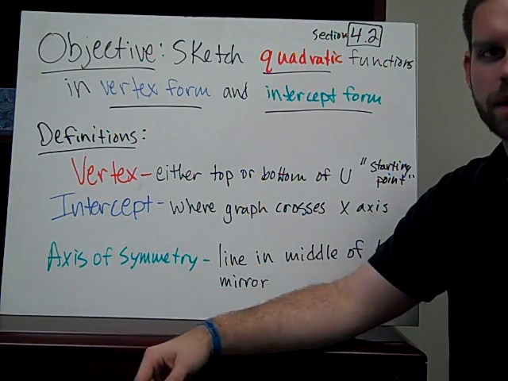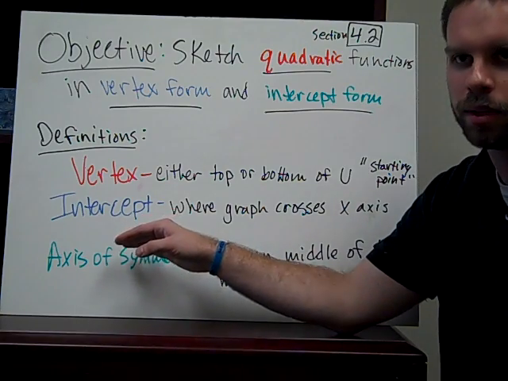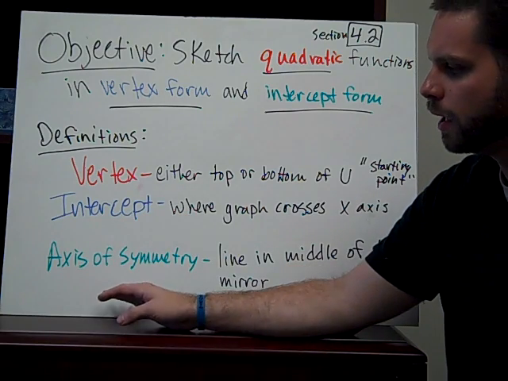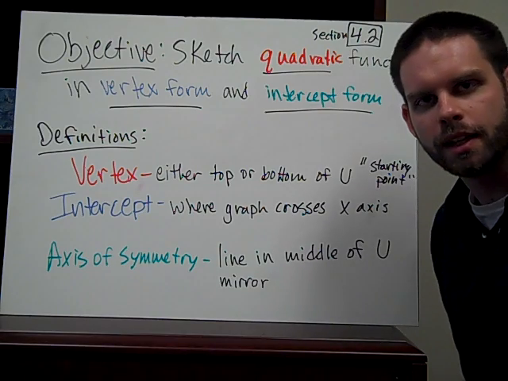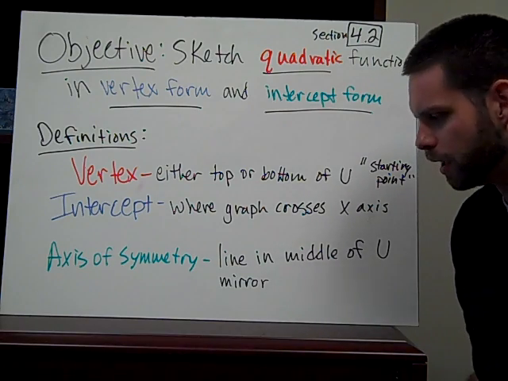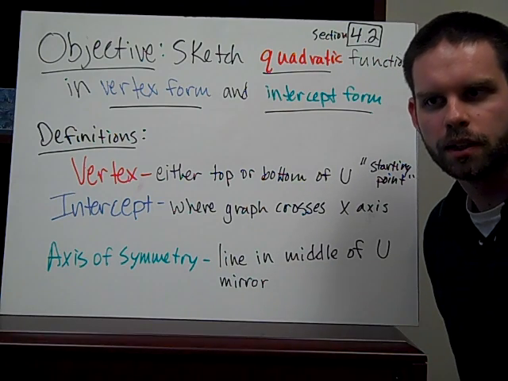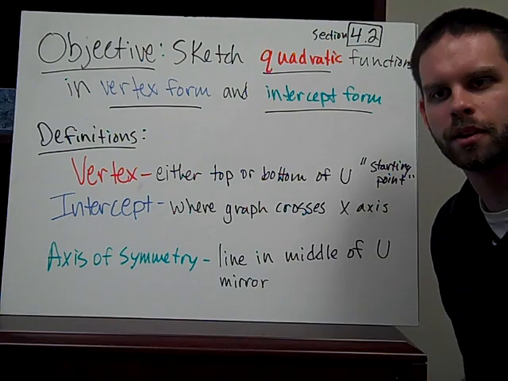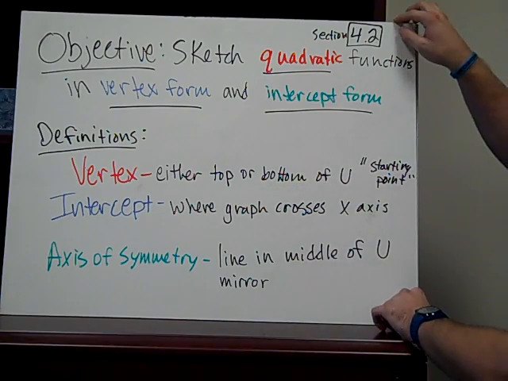There's also intercepts. This is where the graph, the U shape, crosses the x-axis. These will be really important when we start solving quadratics. That's really what we're solving for. And the last vocab word is axis of symmetry. This is the line in the middle of the U, usually a dashed line, and this is where the mirror point is of the U. The U is a symmetrical letter if you draw it without the tail. So we're drawing the middle of the graph when we do the axis of symmetry.